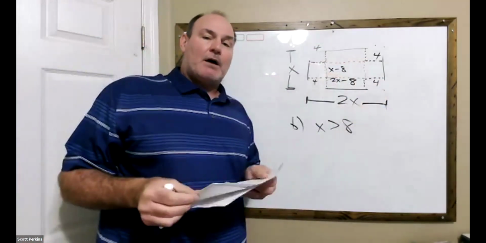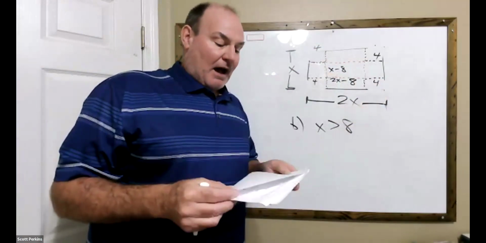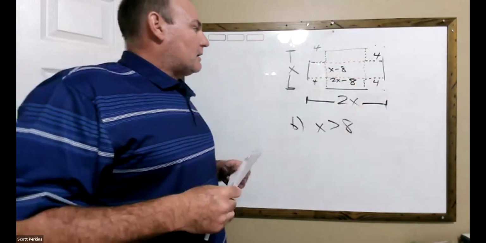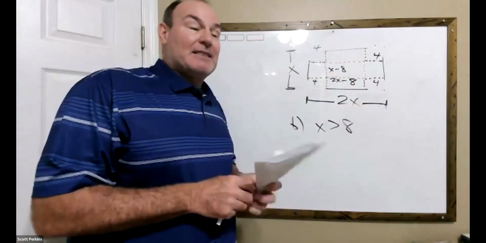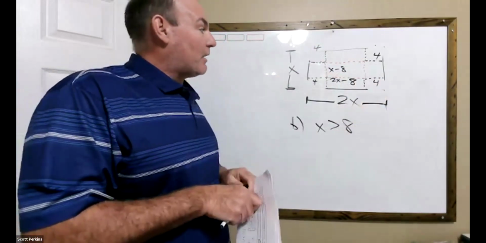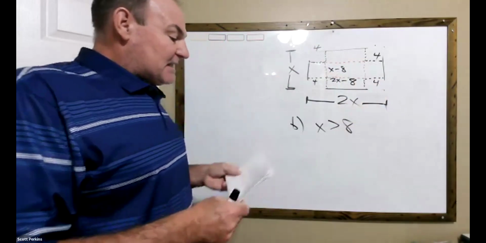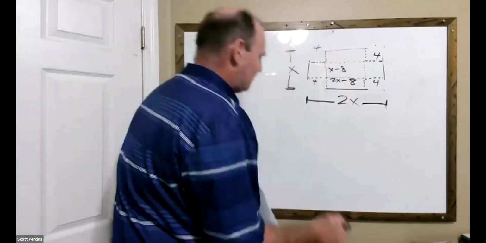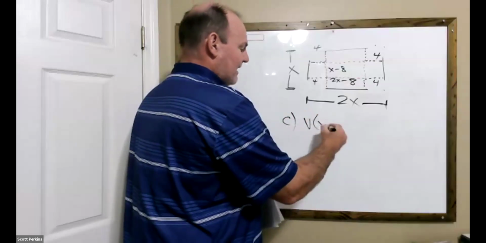Now, I understand for the person who sent this to me, that this problem was written a little weird and it was a little confusing to get that information. So I understand why you're asking this question. The C part, the third part to the problem, says, what is a volume function in terms of x?